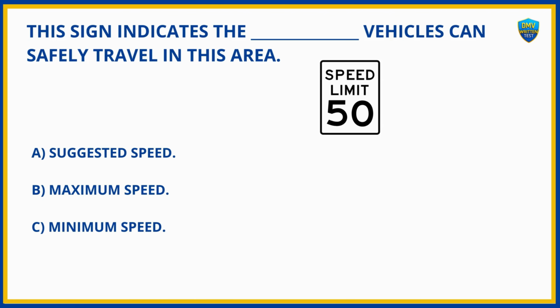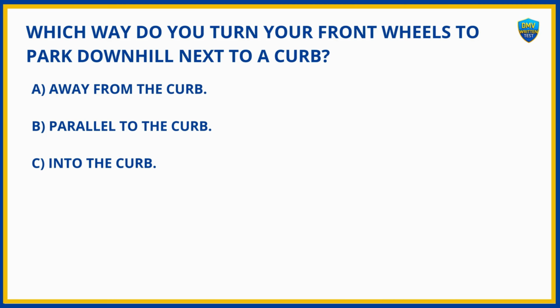This sign indicates the speed at which vehicles can safely travel in this area. A. Suggested speed. B. Maximum speed. C. Minimum speed. And the answer is B. Maximum speed.